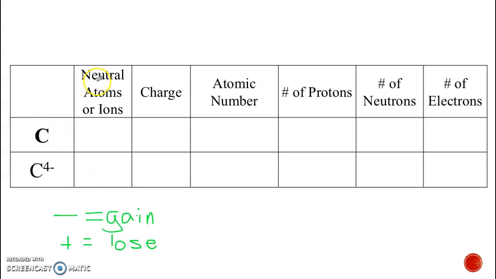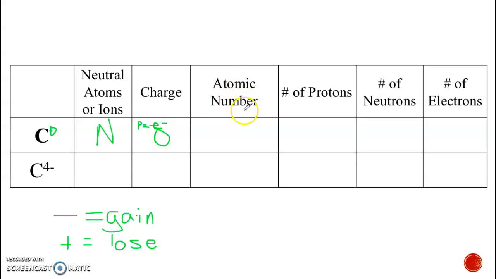So carbon, we have to determine if it's a neutral atom or an ion. Well, if we look over here, there's no sign. If there's no sign, we always assume that's a 0. So that means it's neutral. The charge is going to be 0, because at this moment, our protons equal our electrons.